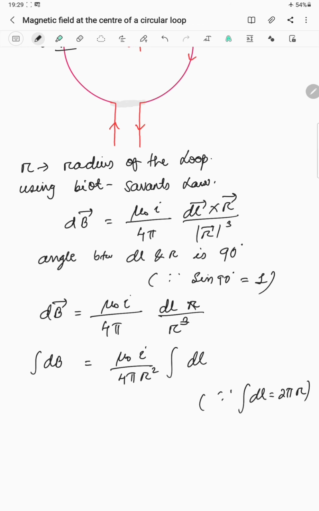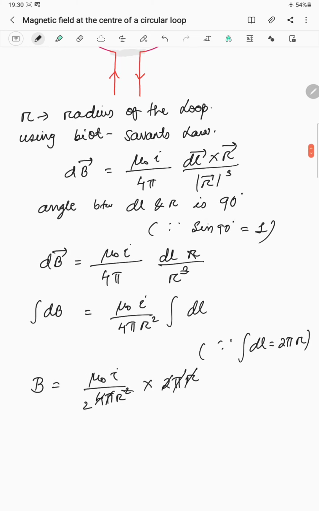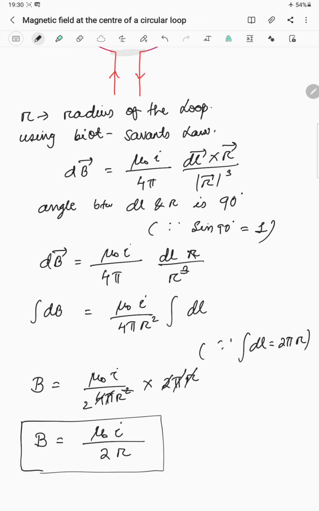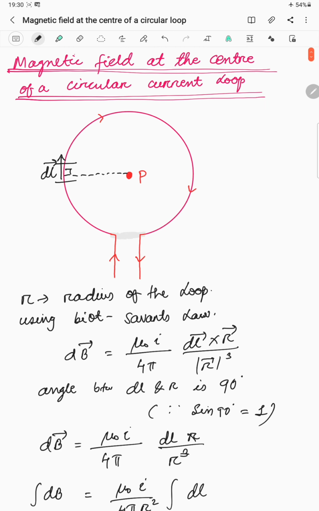Let me substitute here. If I substitute, integrating dB will give me B. B will be equal to mu naught I by 4 pi r square into 2 pi r. This r gets cancelled out, pi also gets cancelled out, and we are left with 2. So the magnitude of the magnetic field at point P due to the current loop will be equal to mu naught I divided by 2r. This is the magnitude.